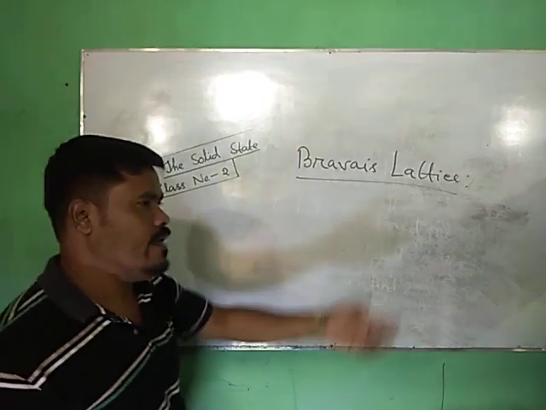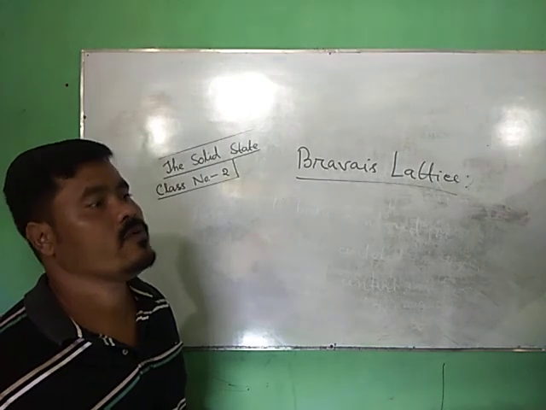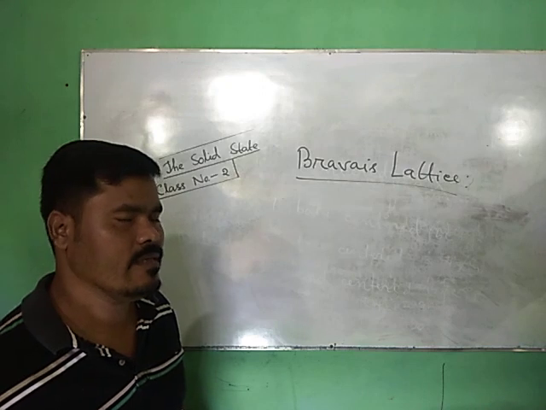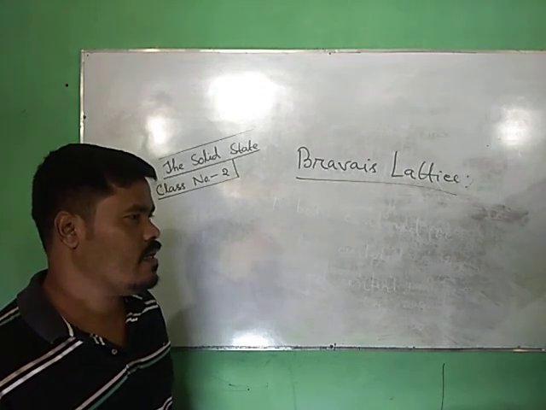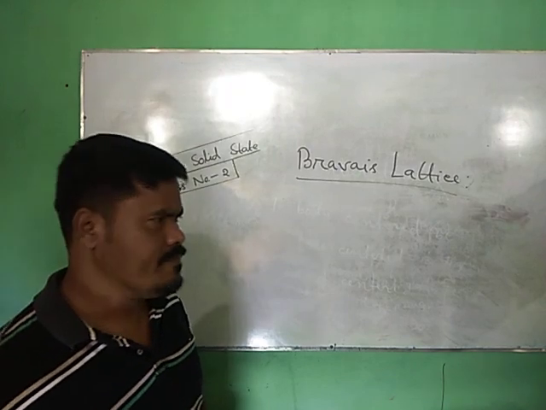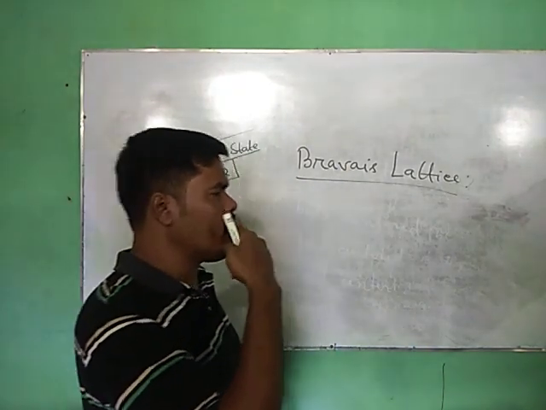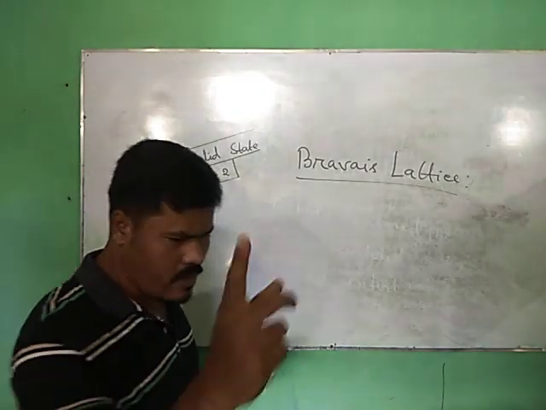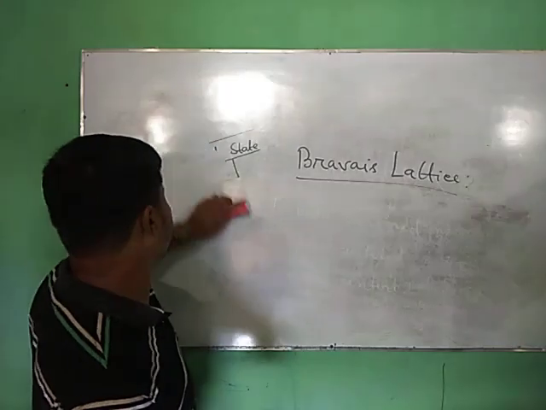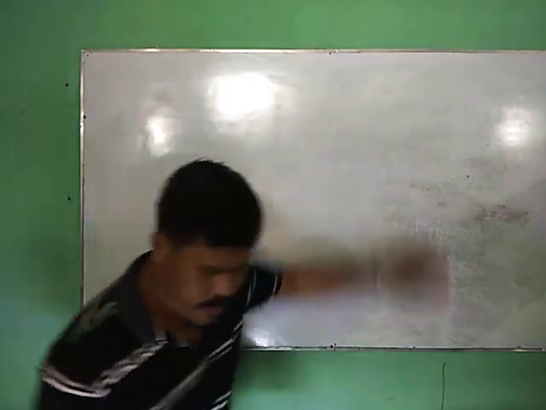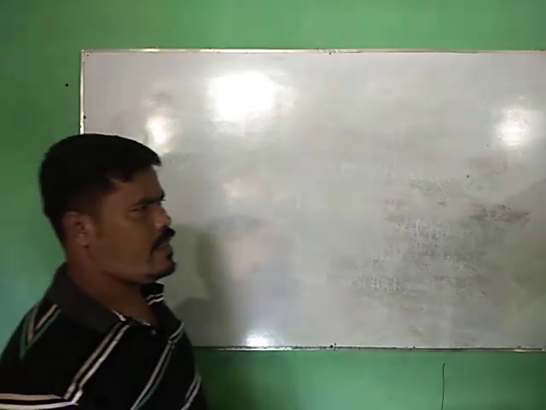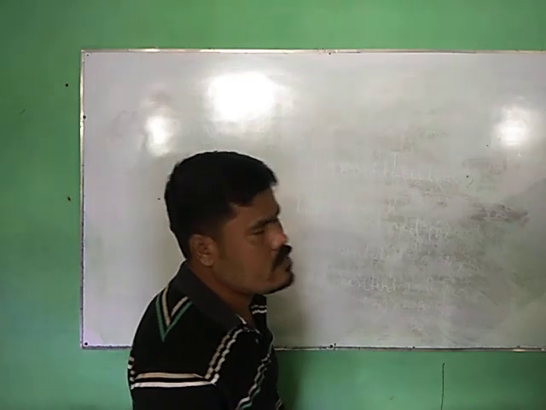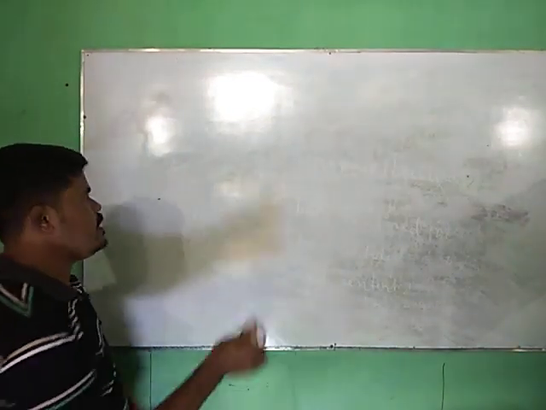So like that, we will get different variations for different crystal systems, and as a whole, in total we will get 14 lattices, which are mentioned as Bravais lattices. Okay, now next, after discussion of Bravais lattice, since we have already got different types of unit cells, now I'll discuss the calculation of the number of particles.